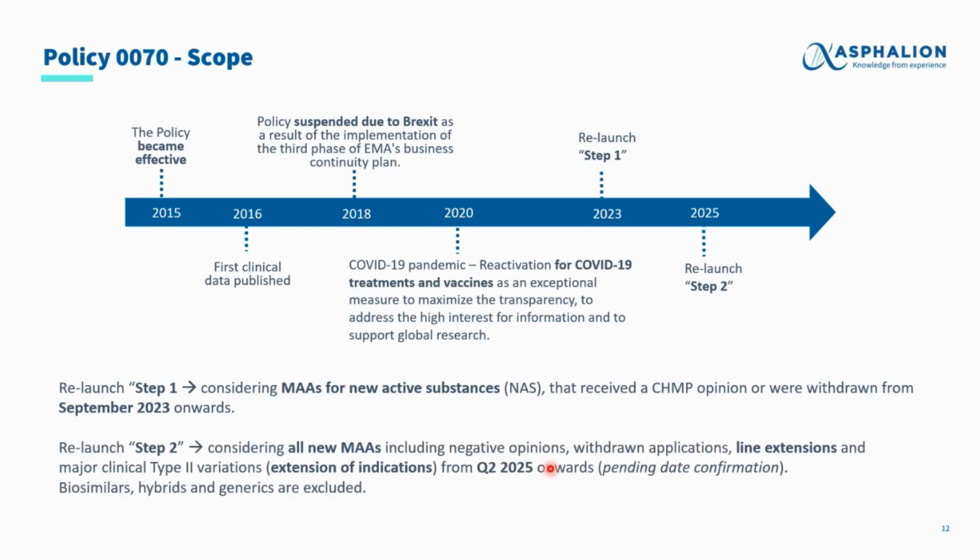It was advertised that it would be from the second quarter of 2025, but we are still pending date confirmation. And this will consider all new marketing authorization applications, including negative opinions, withdrawn applications, and also line extensions and major clinical type 2 variations as extensions of indications. Biosimilars, hybrids, and generics would be excluded from this step 2 of the relaunch.